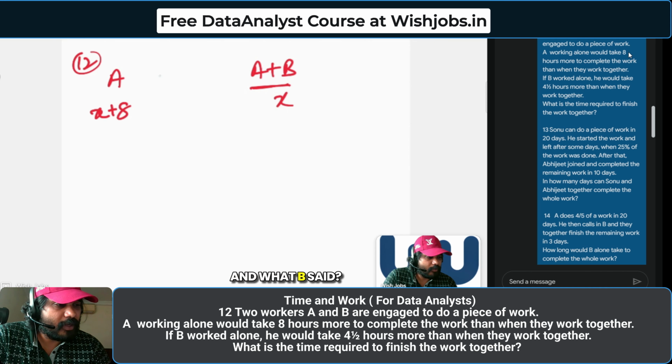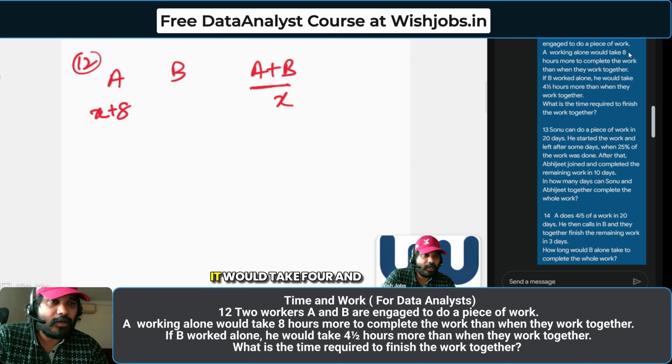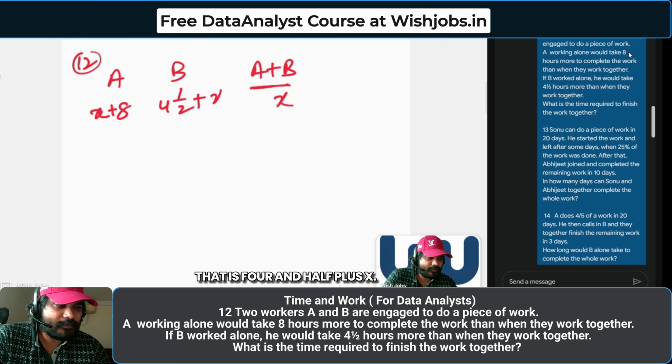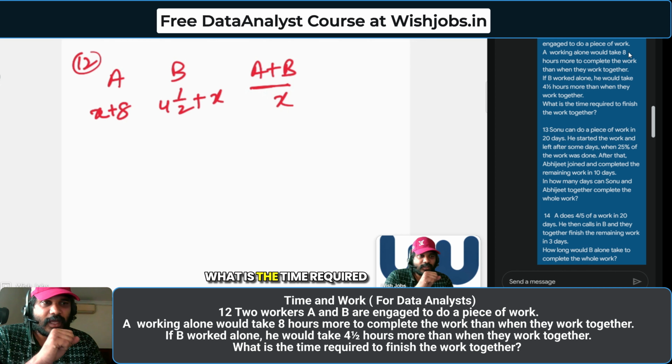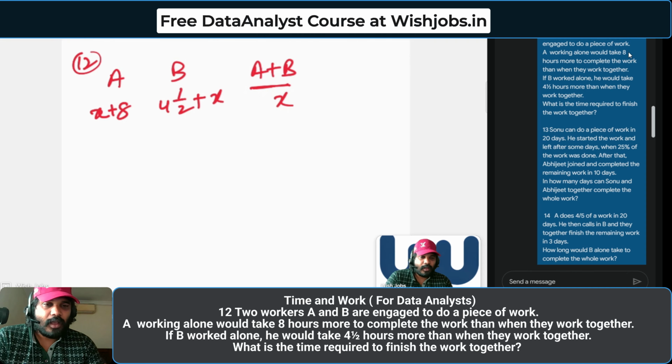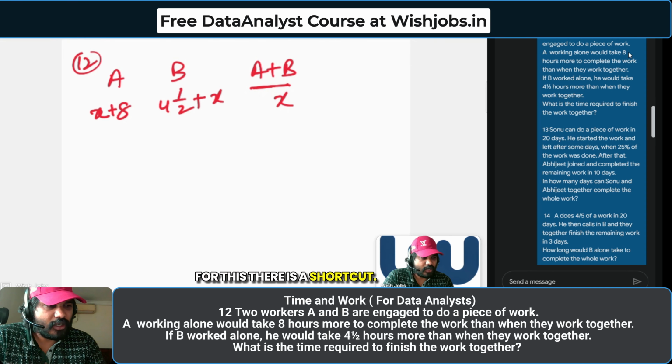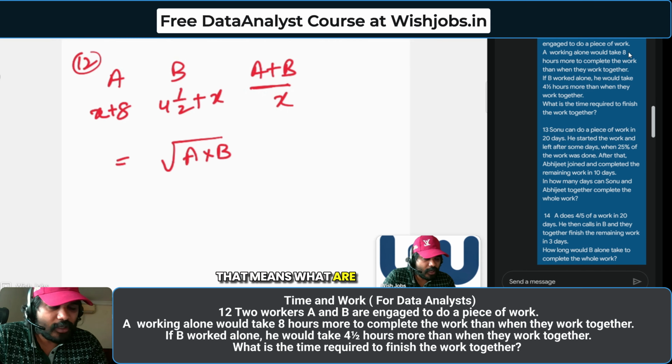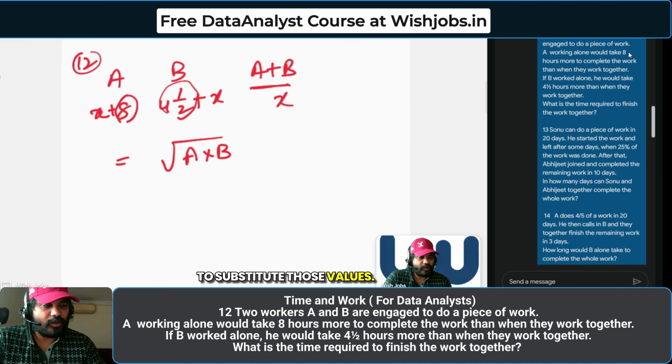And B said, if B worked alone, it would take 4.5 hours more than what A and B together will take. That is 4.5 plus X. What is the time required to finish the work together? For this kind of problem, we can do it by the equation method, but it will be very lengthy. For this, there is a shortcut. You can use root of A into B. That means the additional hours that are being taken, you just need to substitute those values.